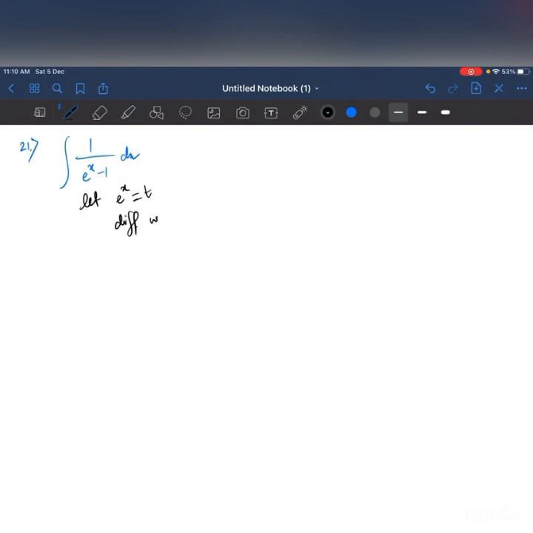Differentiating with respect to x, we get e to the power x is equal to dt/dx. Therefore dx is equal to dt divided by e to the power x. Now this e to the power x is nothing but t, so I will write this as dt by t. So let us do the substitution. I is equal to integration of 1 by t minus 1, and in place of dx I will write dt by t.